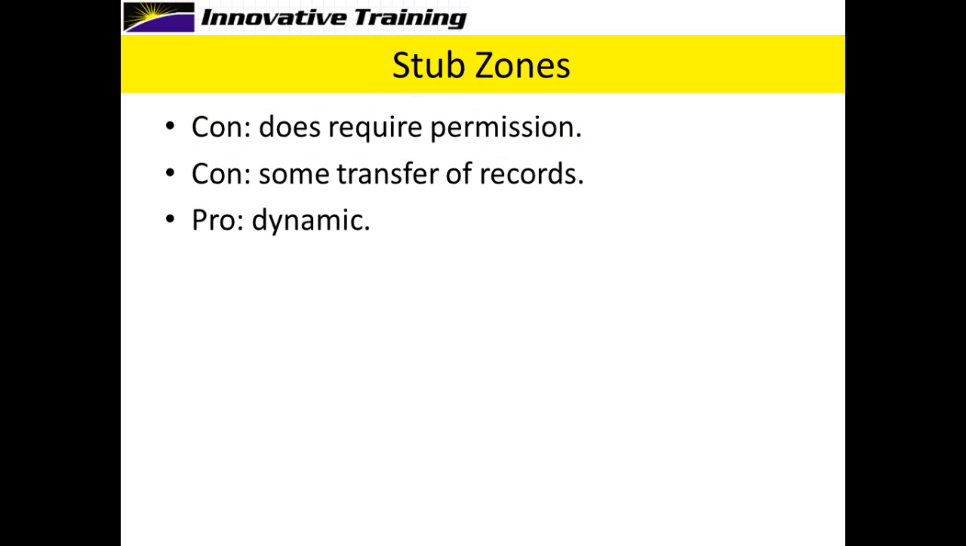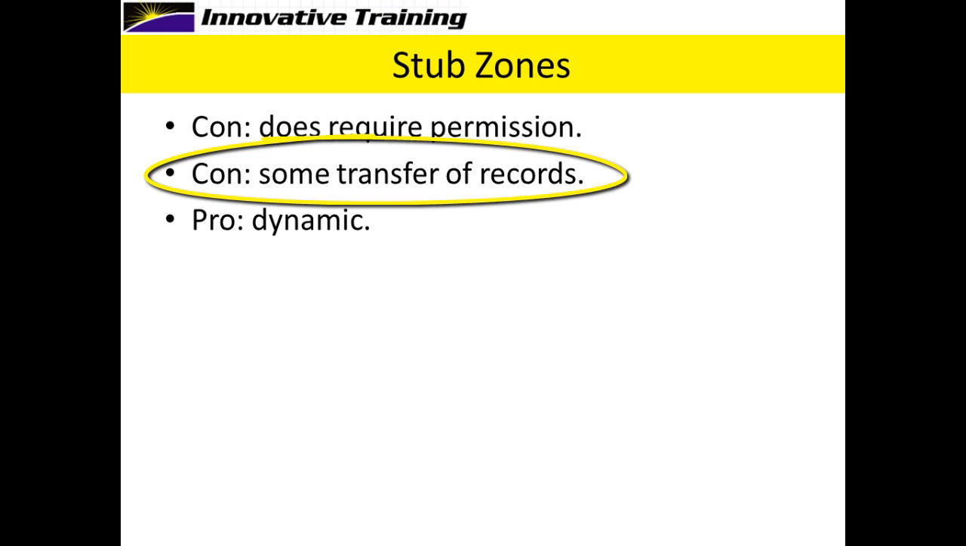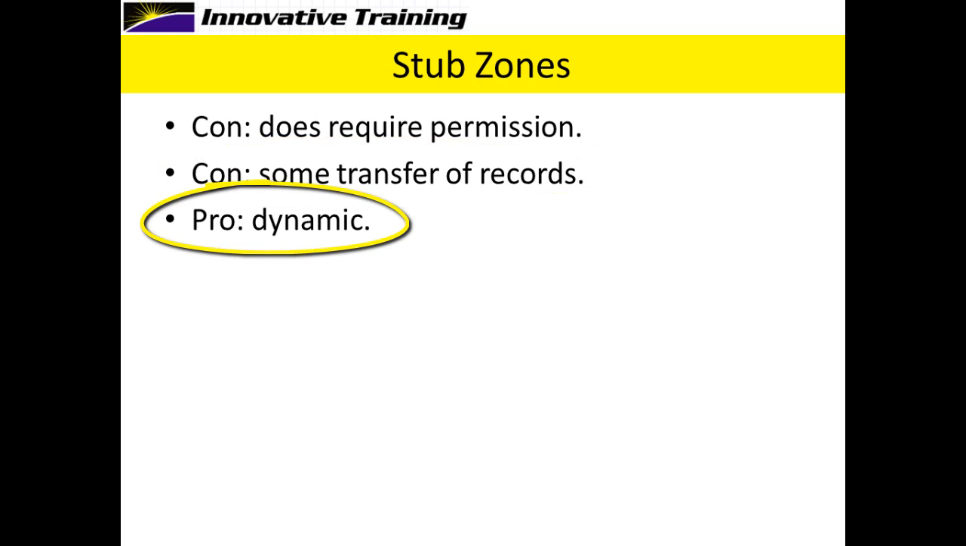Since I have that stub zone with some records, there is some traffic going back and forth between the two companies, so there is some transfer of records. But the pro to this is that it's dynamic. If any of the DNS servers at the other company update their records, my servers will immediately get the change because they have a copy of the zone.